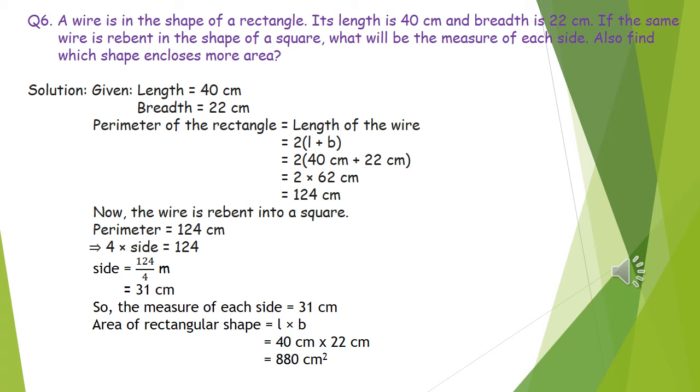When it is rebent into a square, the perimeter is equal, that means it is equal to 124 centimeter. The formula for the perimeter of a square is 4 into side, that is equal to 124. That means side is equal to 124 by 4, that is equal to 31 centimeter. So the measure of each side of the square is 31 centimeter. The area of the rectangular shape is L into B, that is 40 centimeter into 22 centimeter, that is 880 centimeter square. So the unit of area is centimeter square.